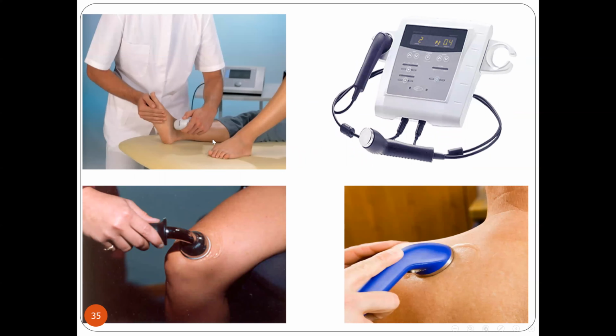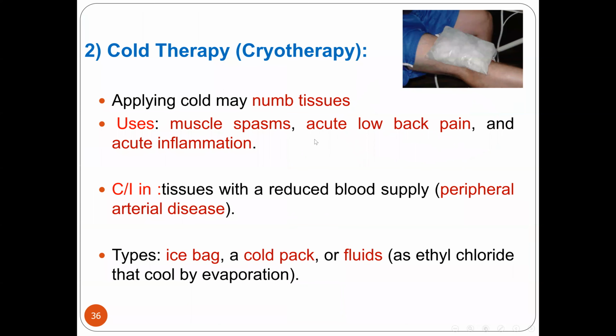These are examples of ultrasound usage. This is ultrasound for right ankle tenosynovitis or tendinitis or ligament sprain, and this is for knee pain, especially for chondromalacia patellae and for knee osteoarthritis, and this is for rotator cuff tendinitis or frozen shoulder, and this is the instrument of the ultrasound.